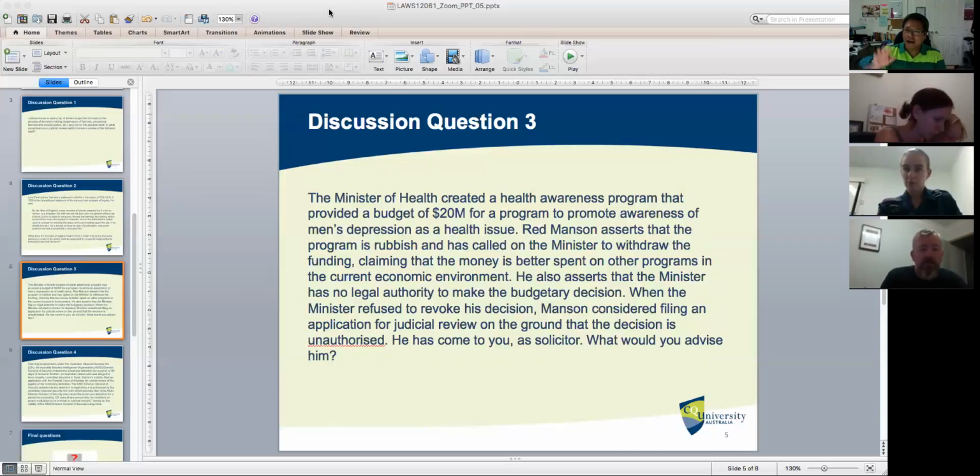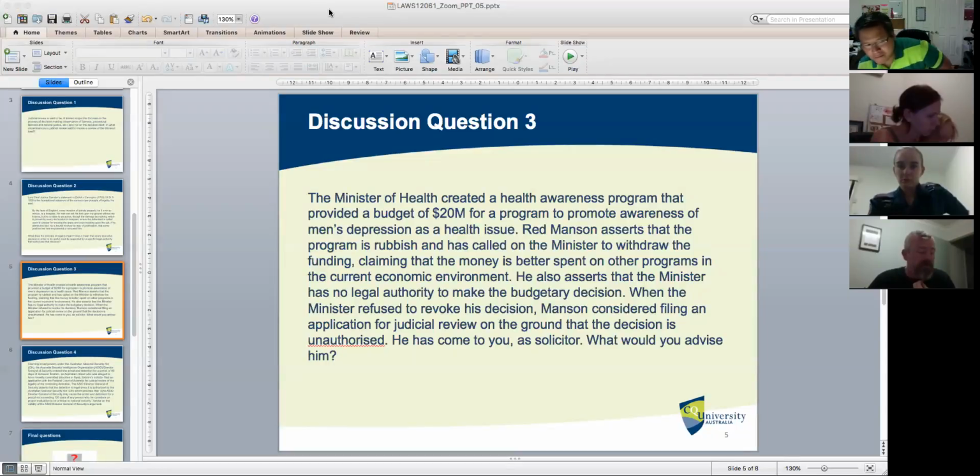Wait, before you do that, are you responding to the comment that was raised by Tamara, or are you responding to this specific problem and its question itself? Just the specific question itself, I suppose. I was hoping for somebody to comment on Tamara's comment. So my question: could it be done by merit review? It's a policy decision. It hasn't been a decision affecting anyone. It's just a political policy decision.